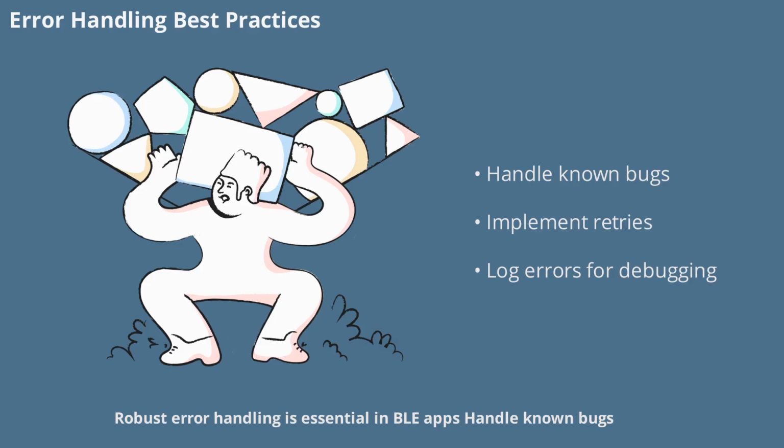Robust error handling is essential in BLE apps. Handle known bugs such as error 133 and implement retries or alternative strategies. Log errors for debugging and provide user feedback when issues occur. Good error handling improves reliability and user trust.